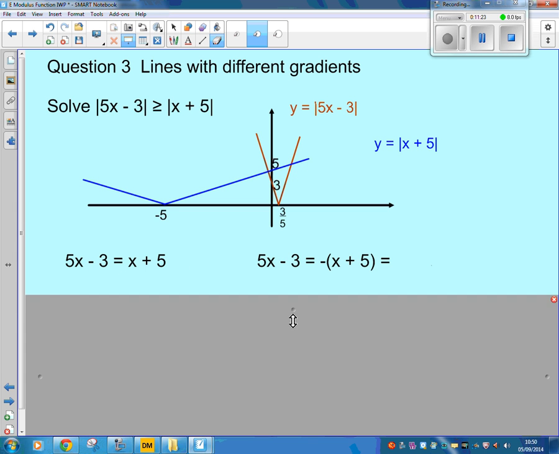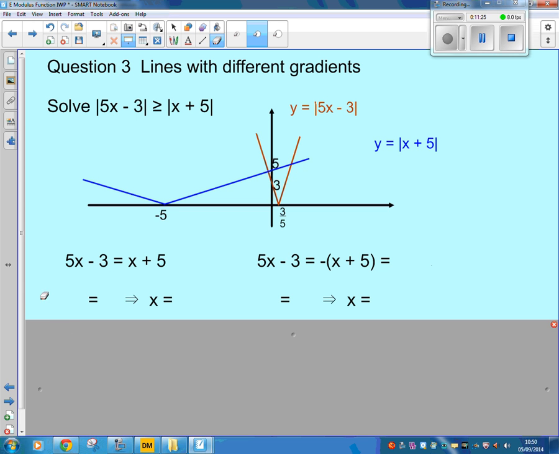Solving this one, you can solve it directly on your calculator. You get 4x equals 8, x is 2. This one, that's the same as minus x minus 5, so you get 6x is equal to minus 2, and therefore x is minus a third. So your 2 places are minus a third for the x value, and 2 for the x value.